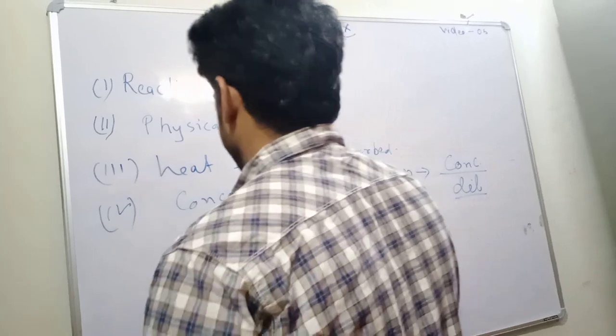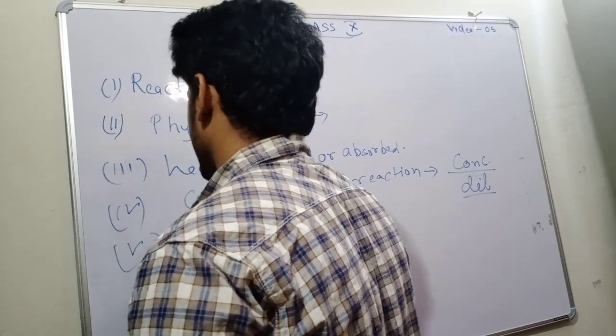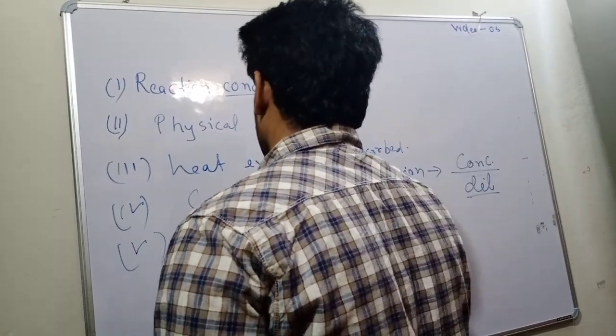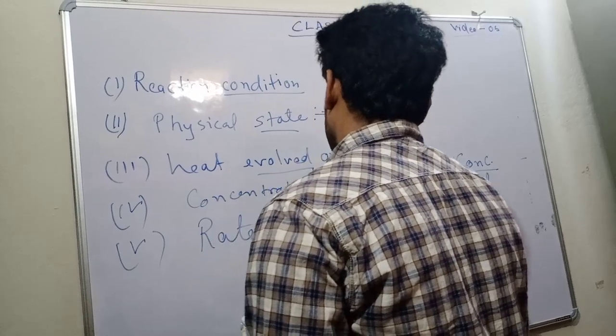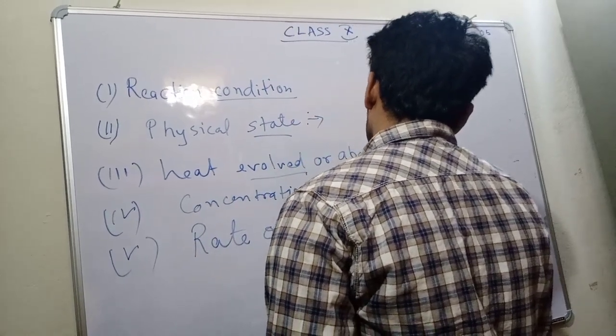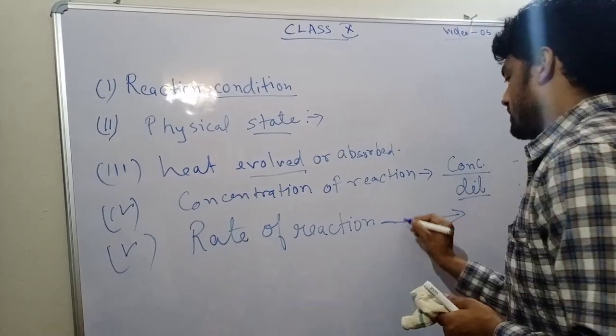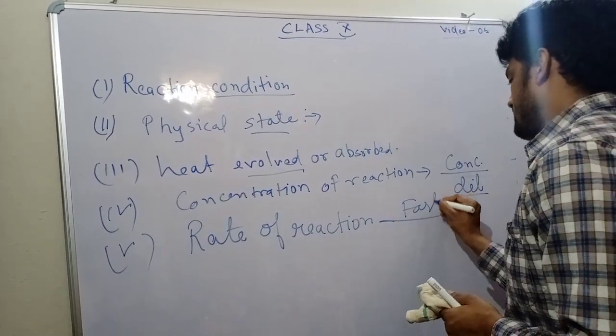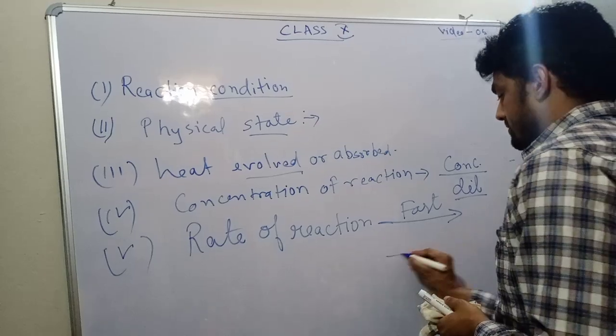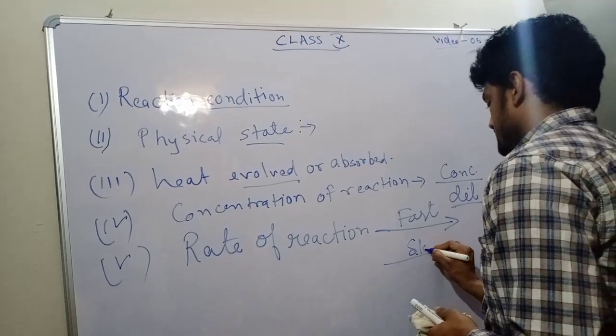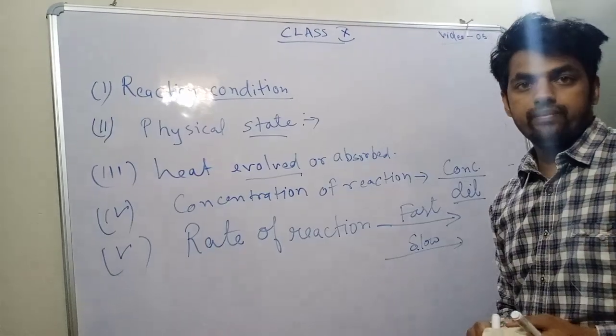Now rate of reaction. If the reaction is fast or slow, rate of reaction. If the reaction is fast, in that arrow we will write here fast, and if it is slow, then we will write here slow. Okay.